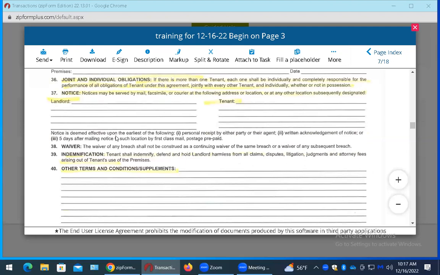So notice is deemed effective off of these addresses upon the earliest of the following: personal receipt by either party or their agent, written acknowledgement of notice, or 5 days after mailing the notice to such location by first class mail, postage prepaid. So that outlines when notice took place. So please don't leave these blank. I've seen it a lot of times where they are blank. They are very important boxes, okay?